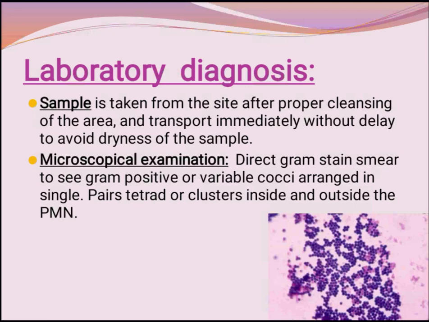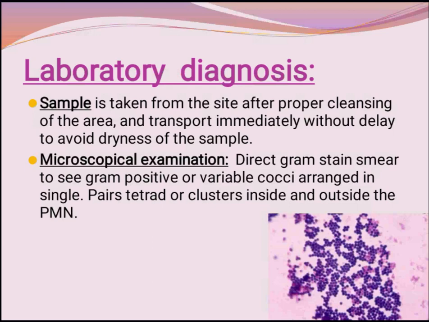After getting the sample to the lab, we should do microscopical examination of a gram-stained smear. We should stain the smear with the gram stain and examine it, and we will see gram-positive or gram-variable cocci arranged in single, pairs, tetrads, or clusters inside and outside the leukocytes. First, we should collect the sample properly. Second, we do gram stain to the smear, and we will see the gram-positive cocci.